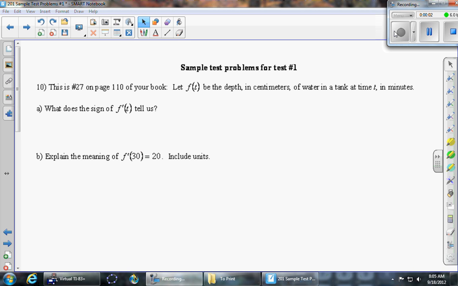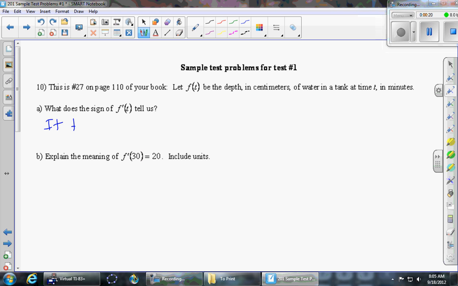This is problem number 10 on the sample test problems for test number 1. This is number 27 on page 110 of your book. Let f of t be the depth in centimeters of water in a tank at time t in minutes. A. What does the sign of f prime of t tell us?